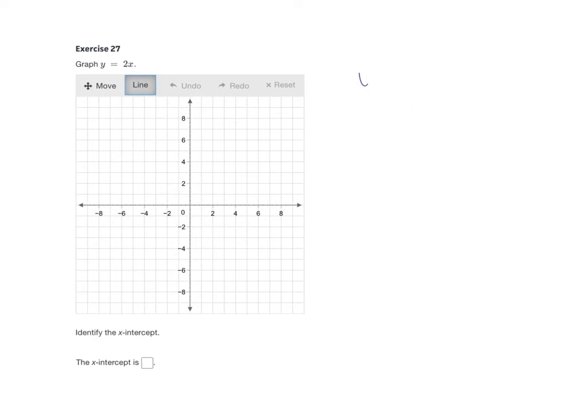Alright, we've got y equals 2x. And what's missing here? That's right, a 0. So I'm just going to put plus 0. That's going to tell me that my slope is 2 over 1. And my y-intercept is 0. So we're going to start right at the origin, right? So I'm going to put a 0.